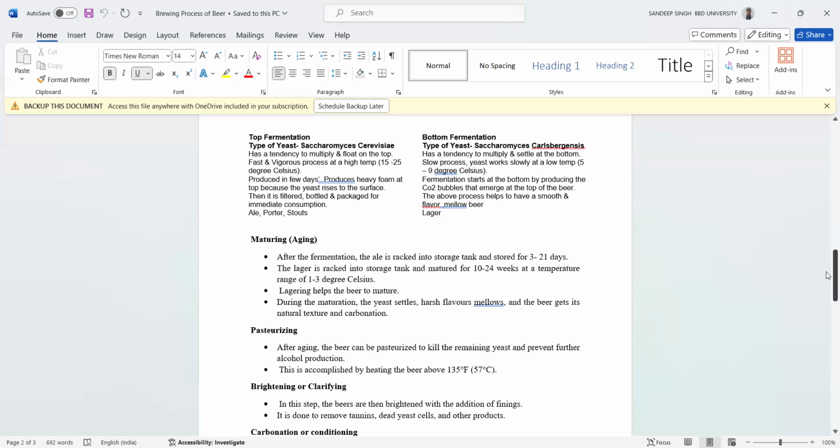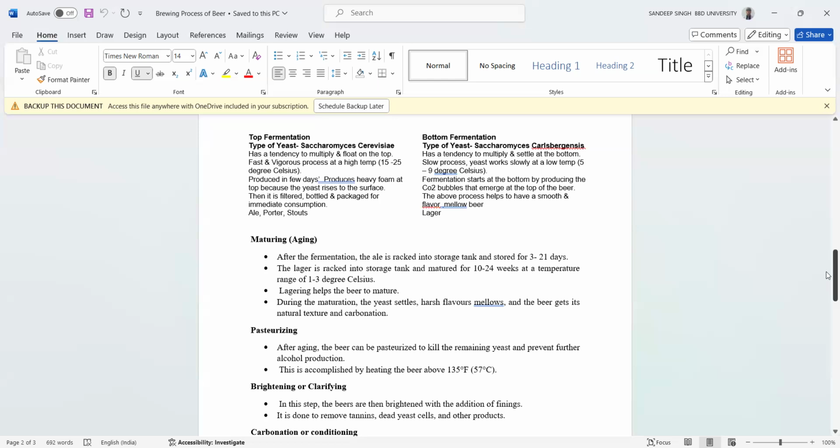It is a fast and vigorous process at a high temperature, that is 15 to 25 degrees Celsius, completed in a few days, and it produces heavy foam at the top because the yeast rises to the surface. Then it is filtered, bottled, and packaged for immediate consumption. Examples are ale, porter, stouts, etc.